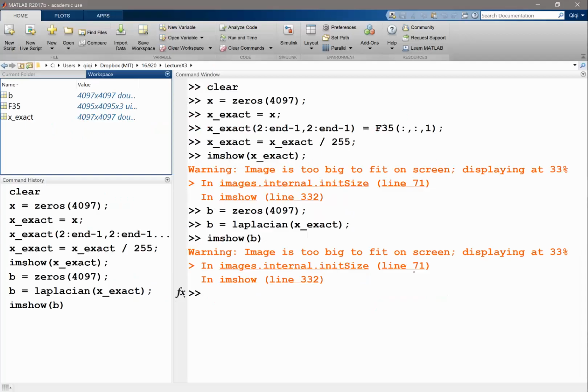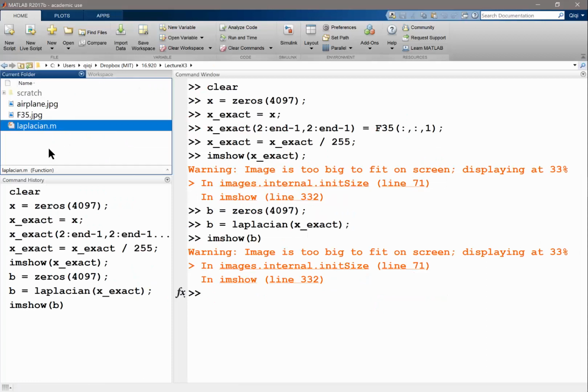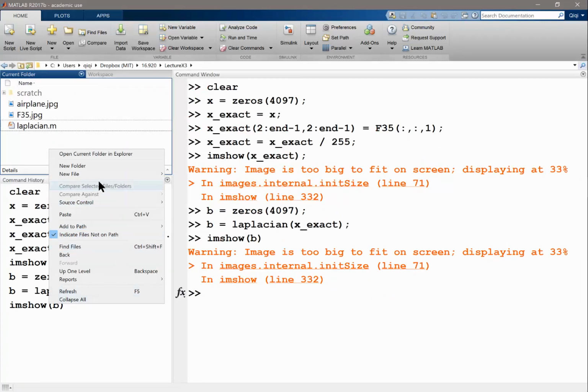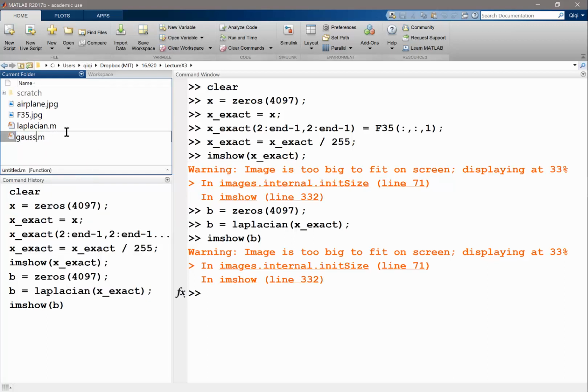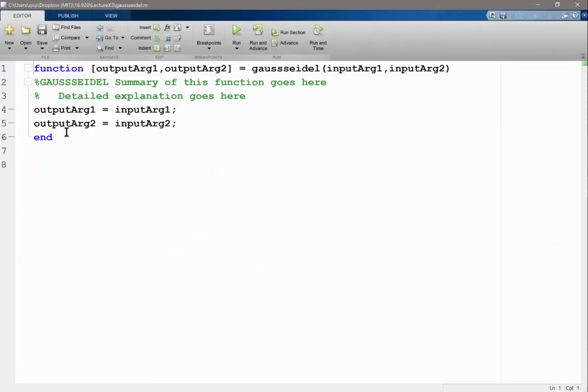Okay, so let's implement this again in MATLAB. I'm going to write another function called Gauss Seidel. The input is my initial x, an initial guess, a b, and the number of iterations. Let me just say n iterations. So my output is my new x.